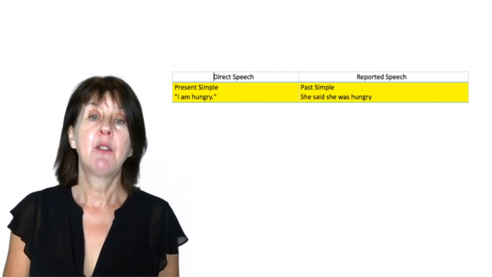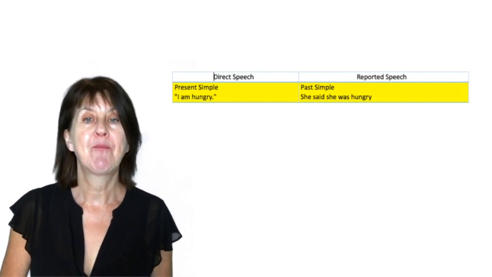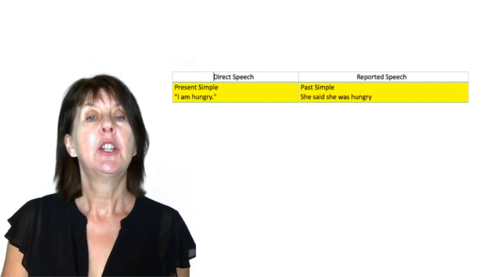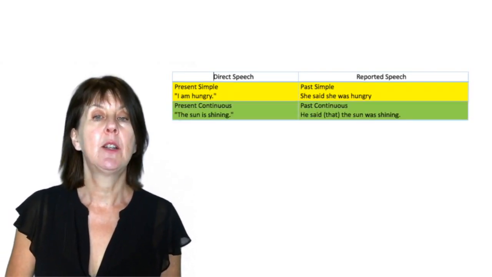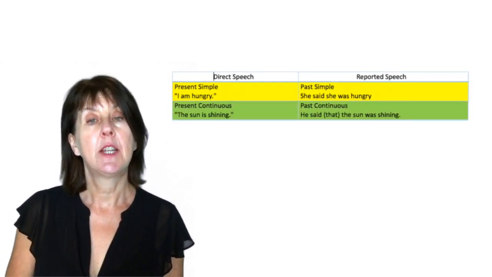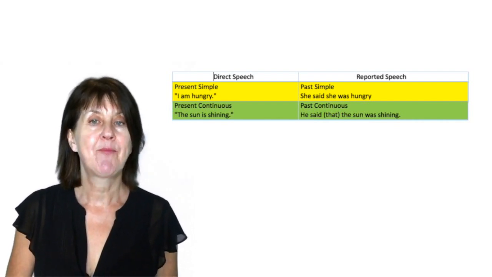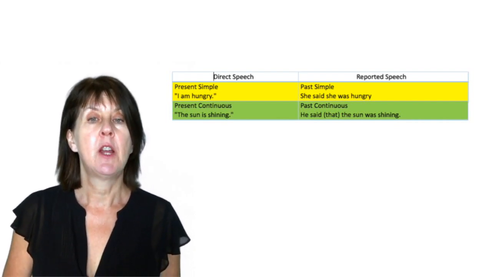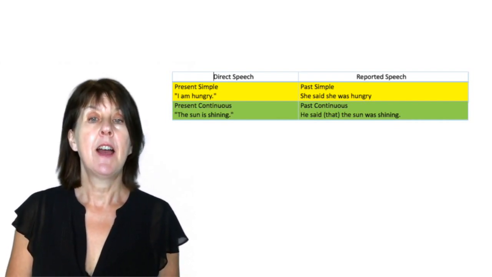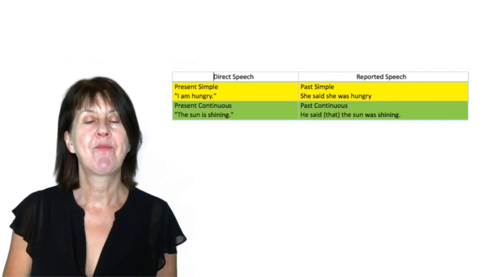Present simple in direct speech goes to past simple in reported speech. "I am hungry." "She said she was hungry." Present continuous goes to past continuous. "The sun is shining" becomes "He said (that) the sun was shining." Notice that "that" in brackets means that it's optional. You can say "he said that the sun was shining" or "he said the sun was shining."